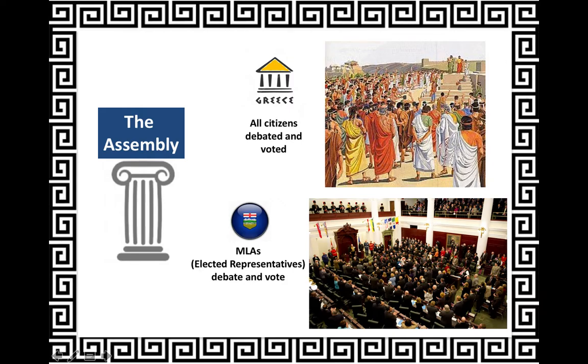Whereas in Alberta and all across Canada, we have a representative democracy, which means we vote for our member of the Legislative Assembly who represents us at Parliament in the legislative building, right? So all these 87 people represent a certain constituency in Alberta. They represent us. We have our elected representatives who debate and vote on behalf of us.